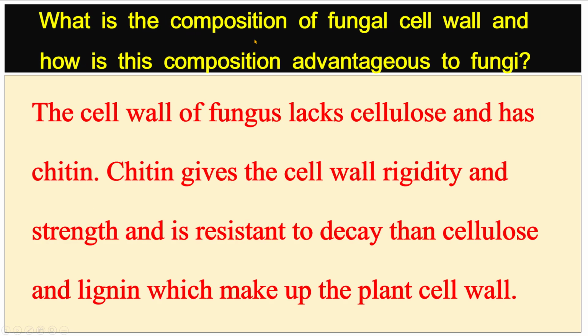What is the composition of fungal cell wall and how is this composition advantageous to fungi? The cell wall of fungus lacks cellulose and has chitin. Chitin gives the cell wall rigidity and strength and is resistant to decay than cellulose and lignin, which make up the plant cell wall.